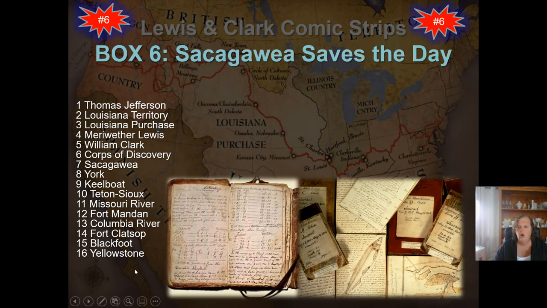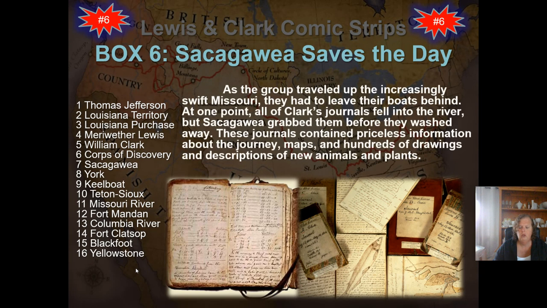All right, so box number 6 is one of the many times that Sacagawea was incredibly helpful to the Corps of Discovery. She ends up saving a lot of the scientific work that had been done. Clark's journals and drawings and all of that were just so valuable. And he had kept meticulous records, and so to have lost all of that would have been a big loss. But she was able to get into the water and save them before they float away.